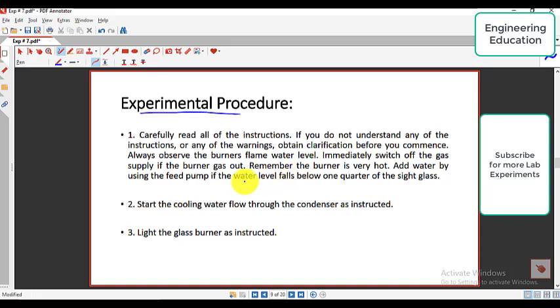Add water by using the feed pump if the water level falls below 1/4 of the side glass. For any help, the corresponding lab technician, lab assistant or lab instructor must be contacted to resolve any issue during the experiment. Start the cooling water flow through the condenser as instructed. Light the gas burner as instructed.